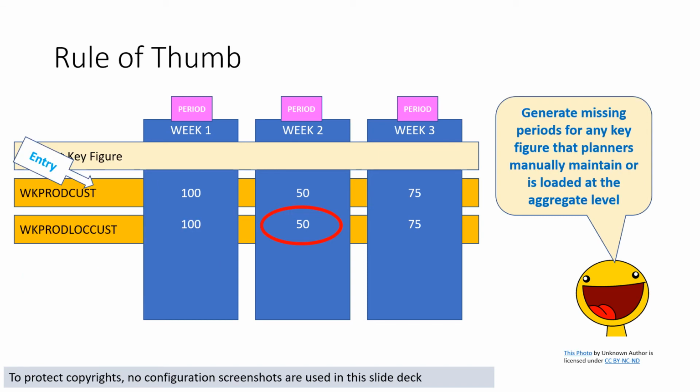This is a good rule of thumb to follow. Generate missing periods for any key figure that planners manually maintain, because you never know when they may aggregate into a month or aggregate up to a higher level. So you always run this, you'll never have any issues at the lowest level, data will always disaggregate. And of course, if you're ever loading data either through the data integration or the CPI at an aggregate level, always generate missing periods for those key figures as well.